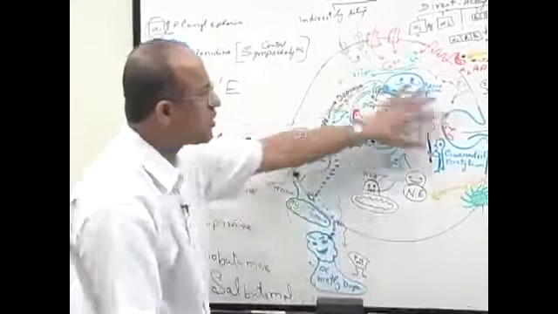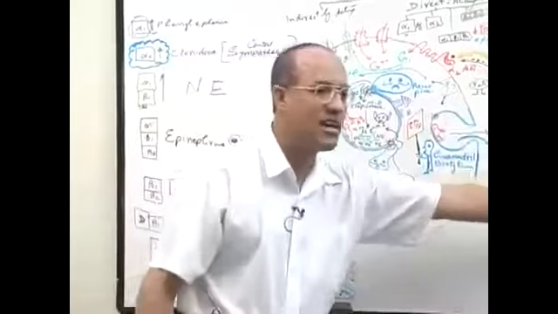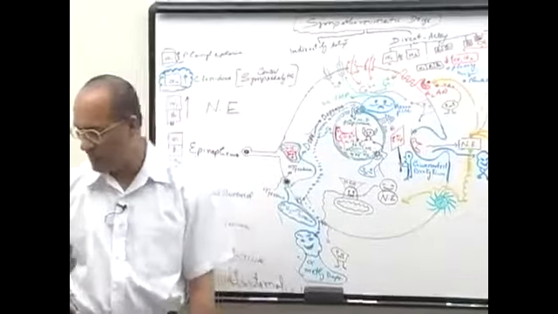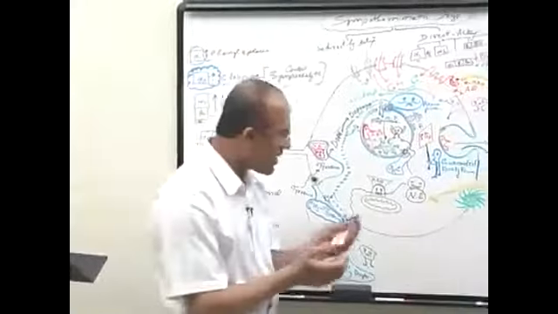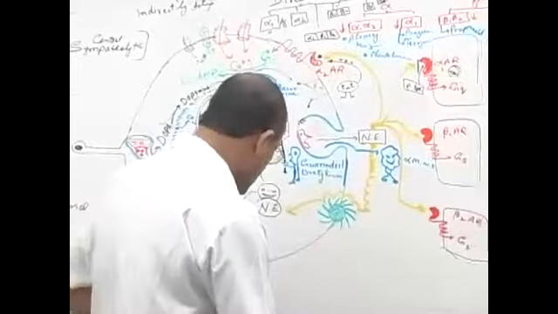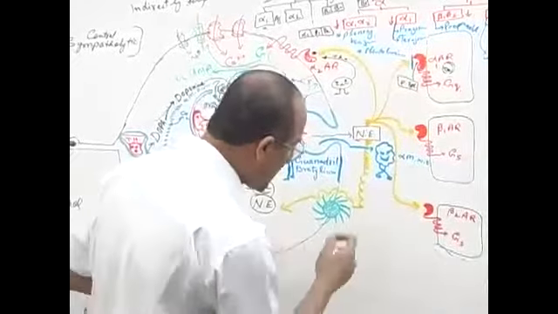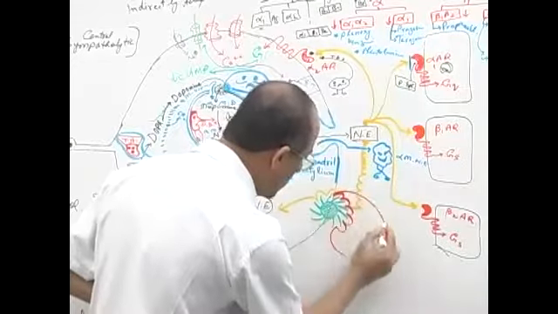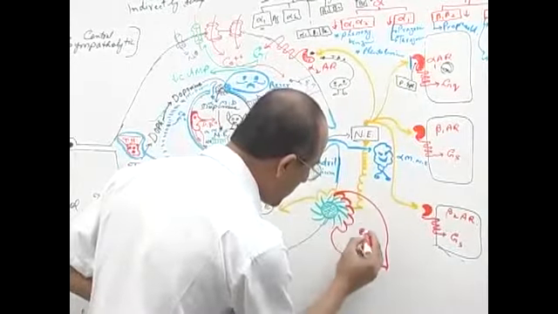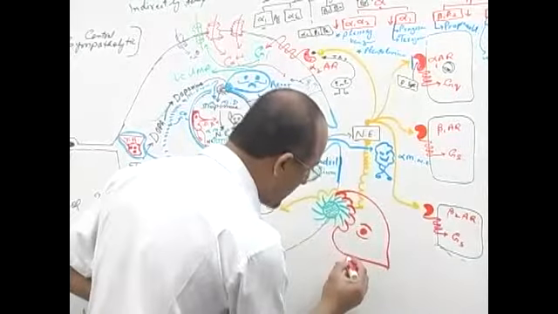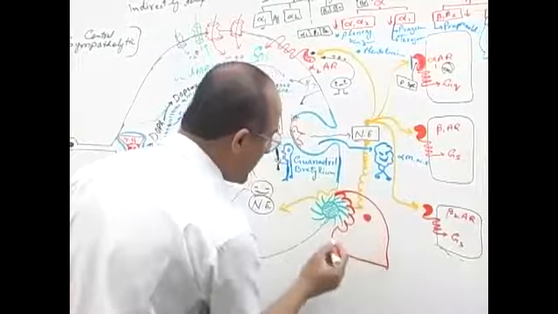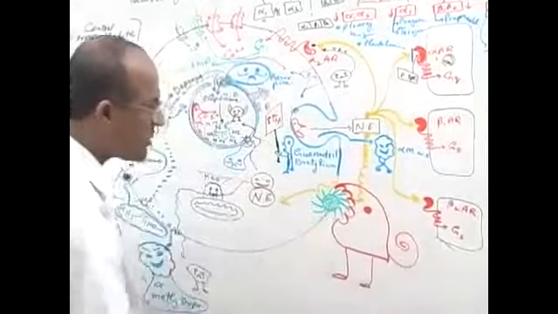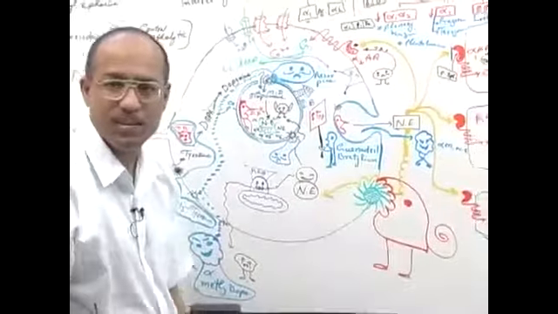Now we come to the drugs which really work on the presynaptic nerve ending and increase the sympathetic action. For that purpose, first of all, I will tell you a drug which works here on this reuptake mechanism. What is this drug doing? It is blocking the reuptake mechanism.